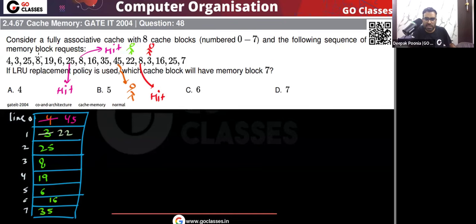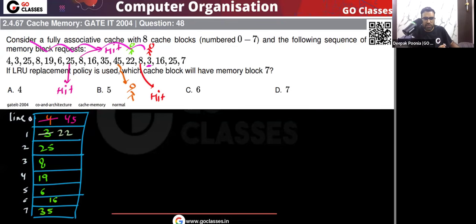Is 25 least recently used? No, 25 is used here also. So actually, if you notice, this 25 is more recently used than this 19. What about this 8? Is this recently used? Yes, this is also recently used. So the answer, the least recently used, will be 19. Yes or no? See, for this request, you are standing at this block number 3. I need to replace one of these cache blocks.